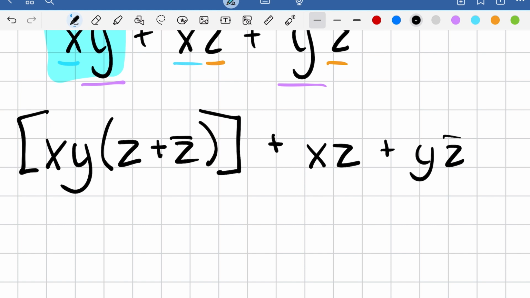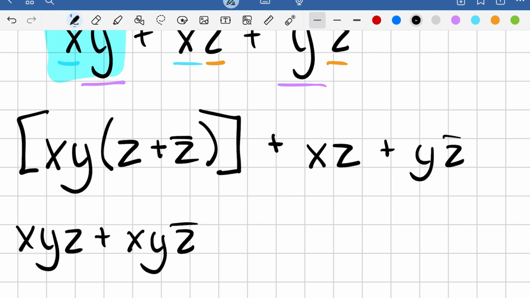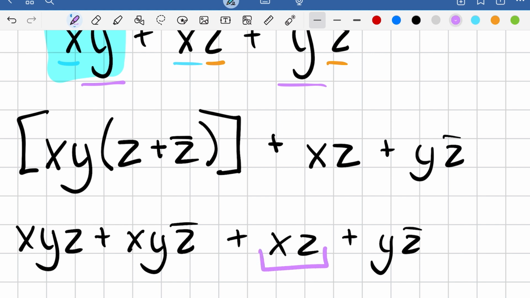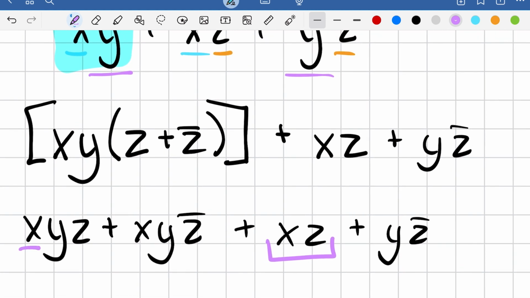Now I'm going to distribute this, so I get x and y and z, or x and y and z prime, or x and z and y and z prime. Now I'm going to look at, do any of them share this, the x and z? And you see currently right here, and right here, we have the x and z. The next one is going to be the y and z prime. And we see that right here, we could pull that out.